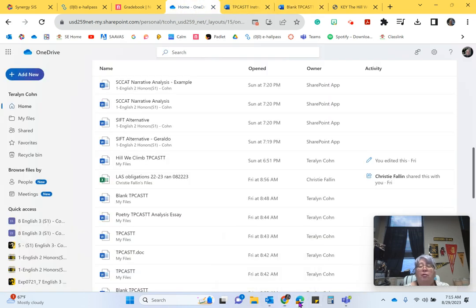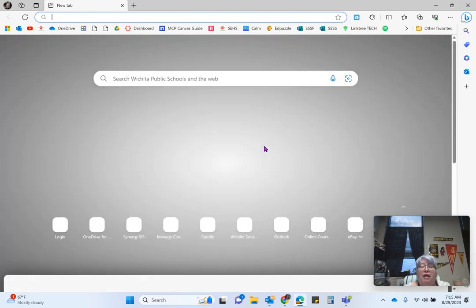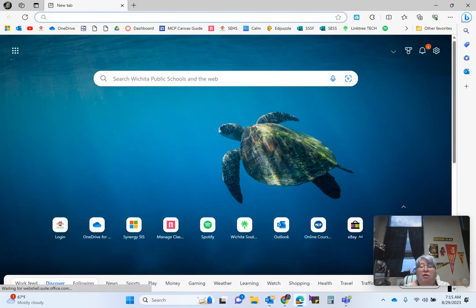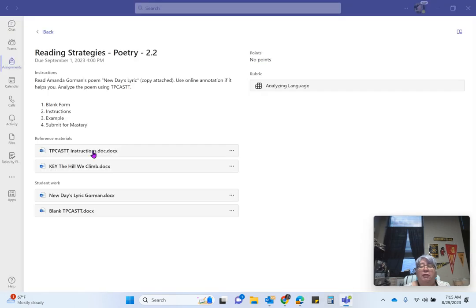And it will be another Gorman poem, but it will be for New Day's Lyric. And this is a New Year's poem that she developed, and so on. So that's what you will be looking at. So here is The Hill We Climb, and I've marked it up for you. And then you're going to do New Day's Lyric and do the same thing. Okay? Good luck.